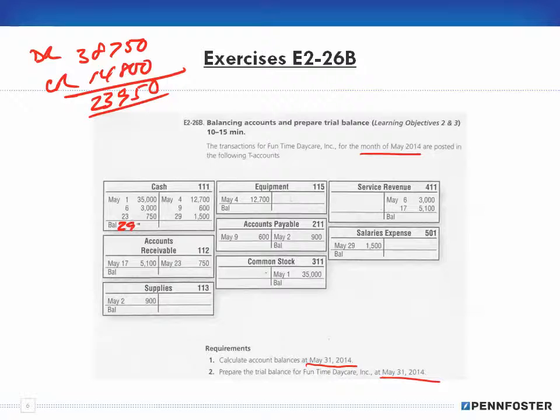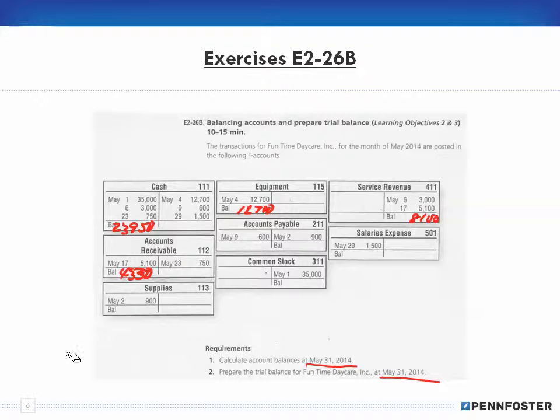So 23,950 is the balance in the cash account. For the equipment, I only have one entry, a debit for 12,700. For service revenue, I only have credits, so I just add those together, and that's 8,100. For my receivables, I have a debit of 5,100 and a credit of 750, so I subtract 750 from 5,100, and I end up with 4,350 because my debits are greater than my credits.